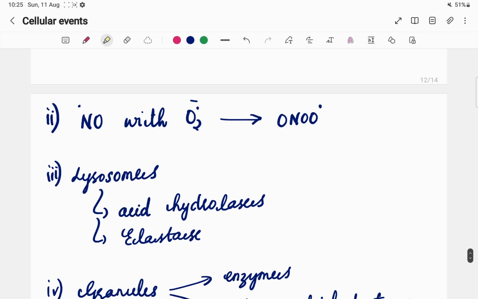Now, reactive nitrogen species derived from nitric oxide. Nitric oxide is a radical that reacts with the superoxide ion to form the free radical peroxynitrite. Like reactive oxygen species, this also damages and attacks the lipids, proteins and nucleic acids of microbes and host cells, and that causes killing and degradation of the microbes. So this is about reactive nitrogen species.